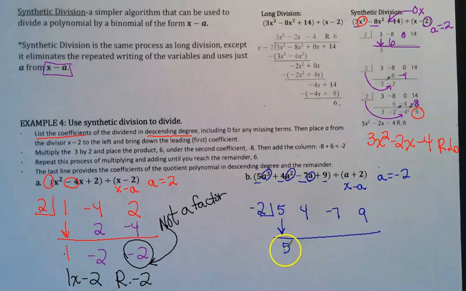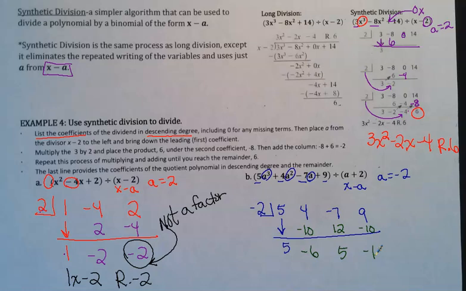So negative 2 times 5 is negative 10. 4 plus negative 10 is negative 6. Negative 2 times negative 6 is a positive 12. So that goes there. Negative 7 plus 12 leaves me with a positive 5. Negative 2 times 5 is negative 10. 9 plus negative 10 is negative 1. So the math, right, it's much more succinct to do the division this way.